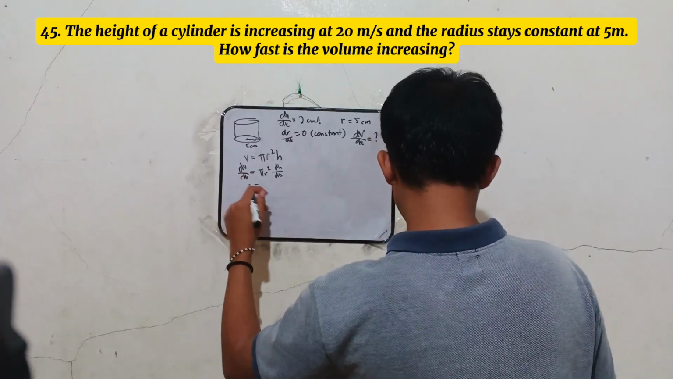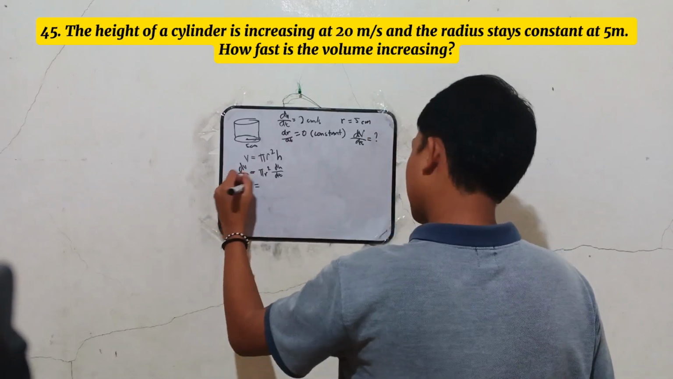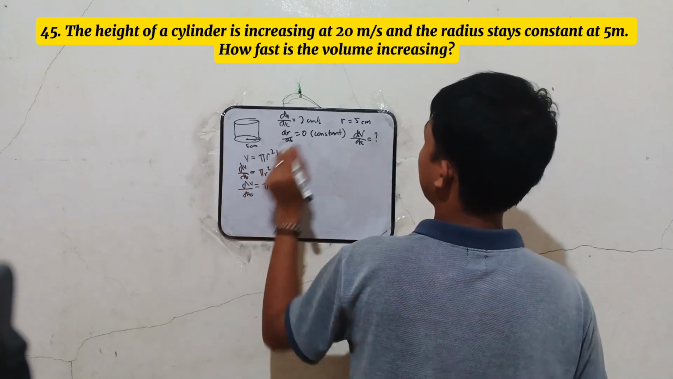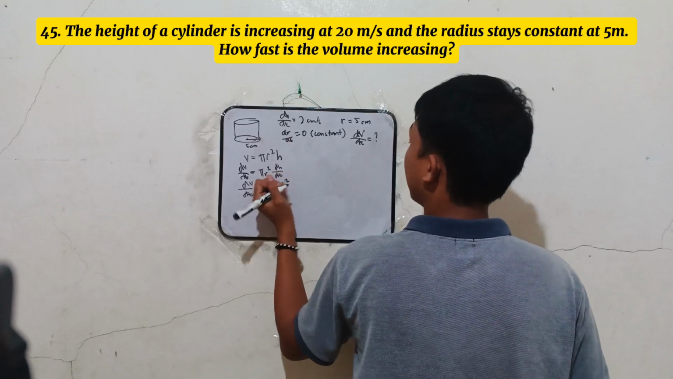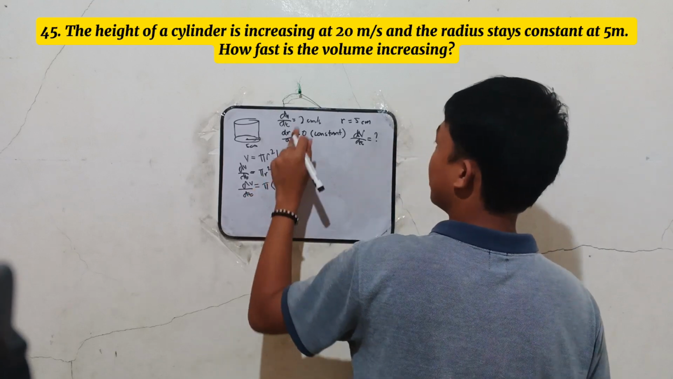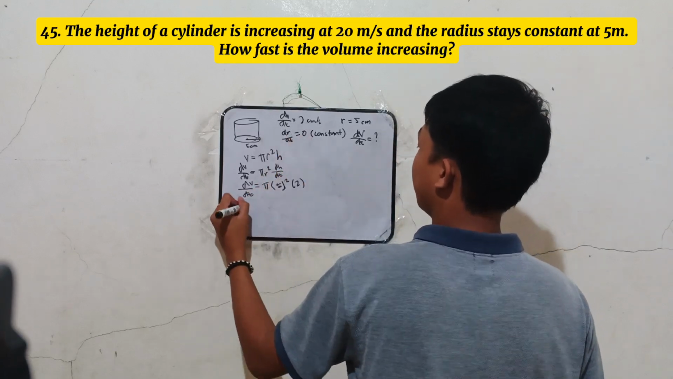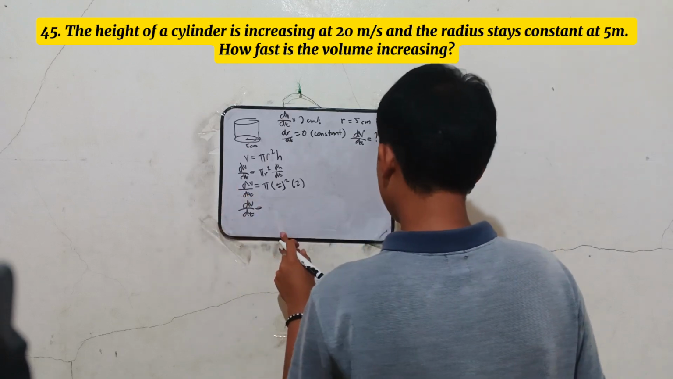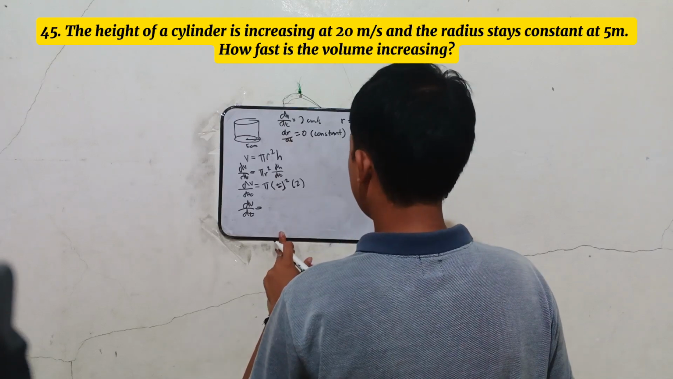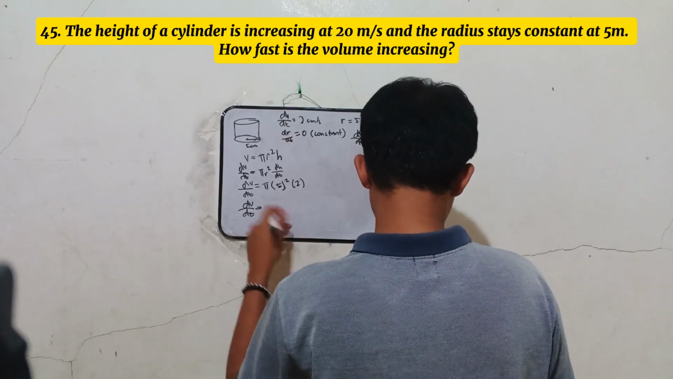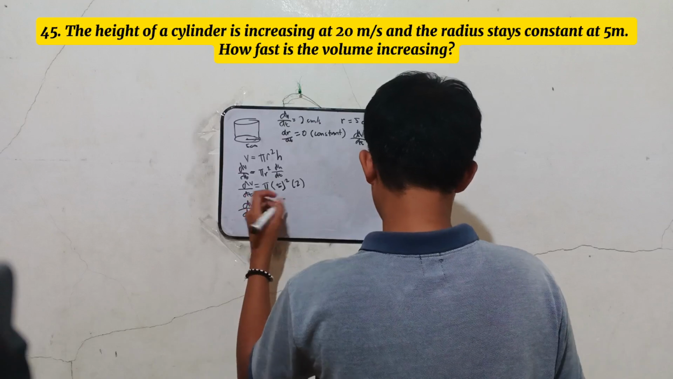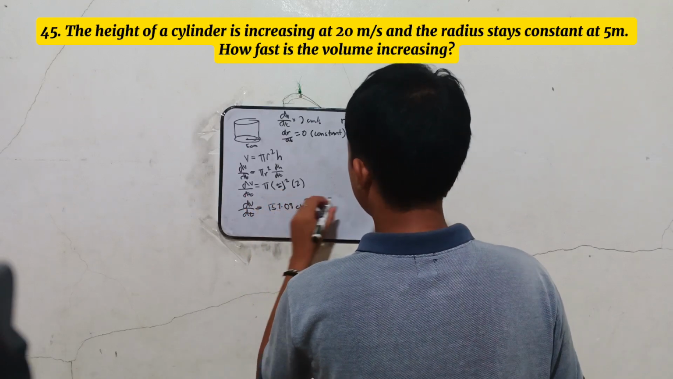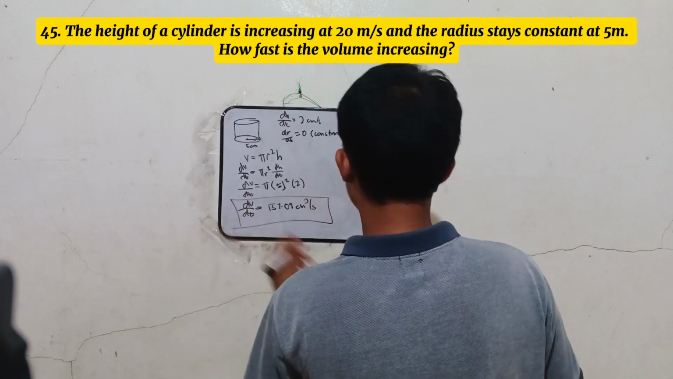Then dV over dt is equal to pi, where our r is 5 squared, then our dh over dt is 2. So calculate the given values to get the final answer. So the final answer would be 157.08 cm cubed per second.